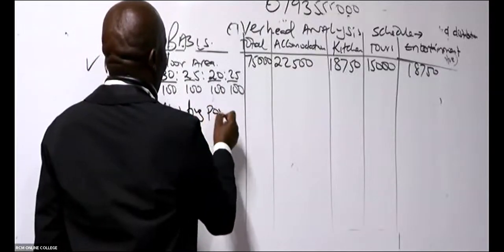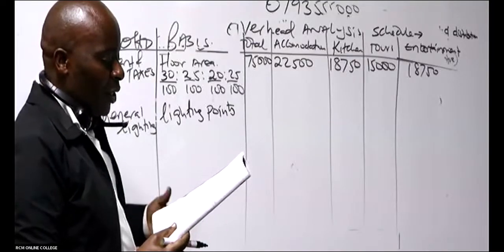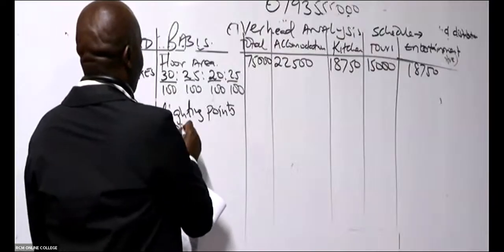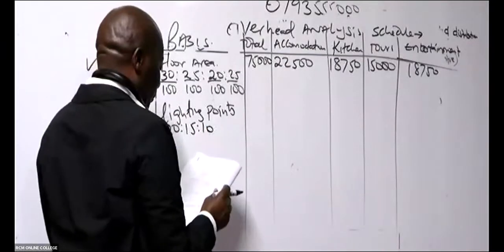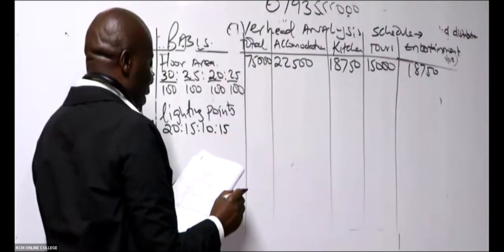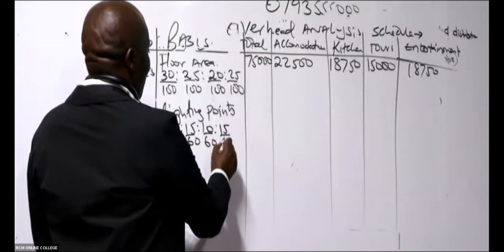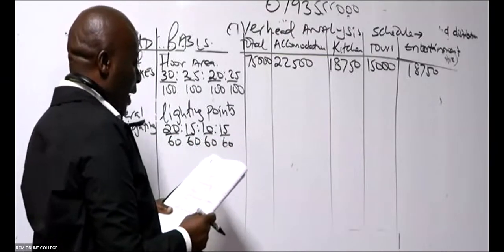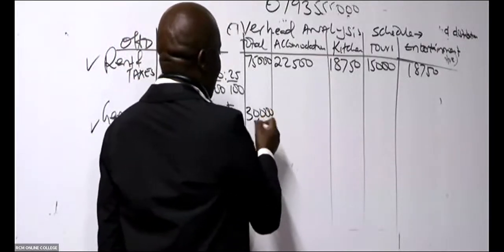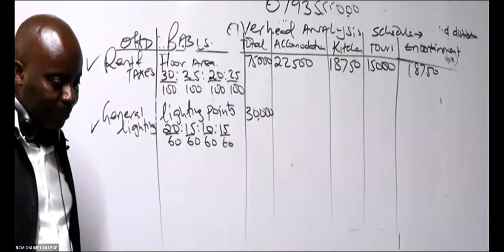Lighting points. Are you able to see the ratios there? I can see 20, 15, 10, 15, isn't it? And all of them are adding to what here? So then this will be over 60, over 60, over 60, over 60. And this general lighting figure is 30,000. Is that okay? The general lighting figure is 30,000.